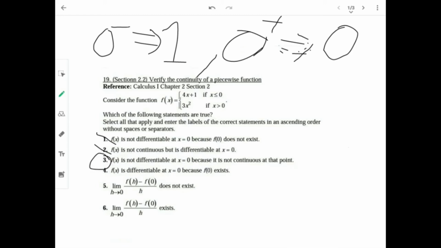F of x is differentiable at x equals 0? No, simply because it exists, it does not mean it's differentiable. Their derivatives have to be equal. The limit as h tends to 0 of f of h minus f of 0 over h does not exist. Yes, because that's a derivative, and the derivative doesn't exist. So it's just 3 and 5.